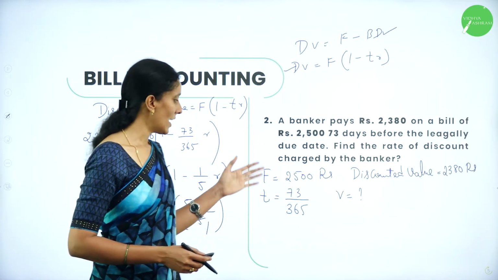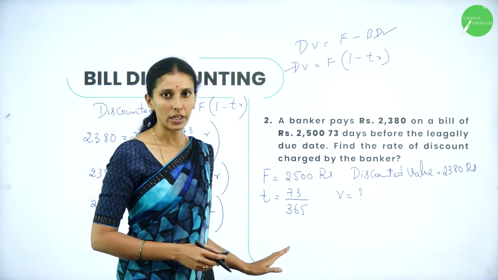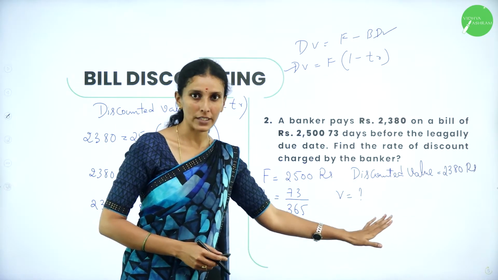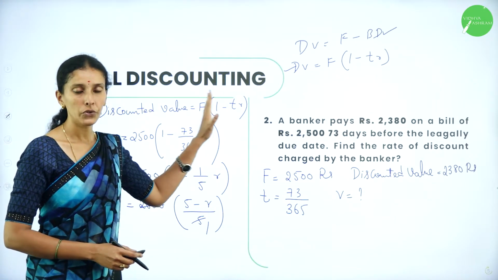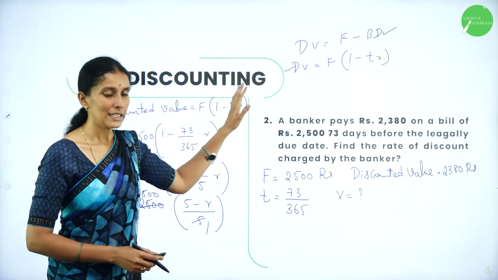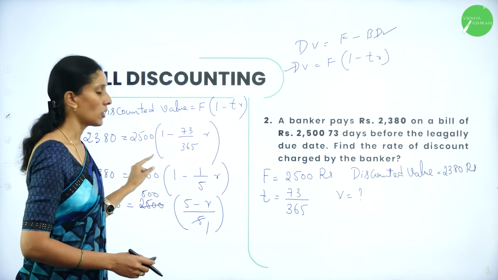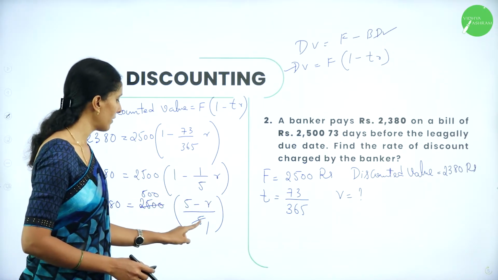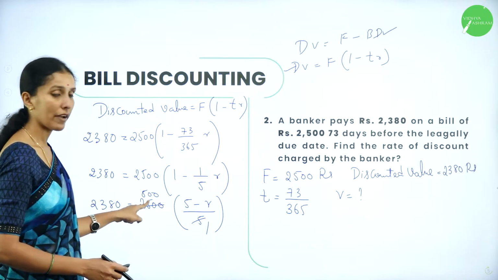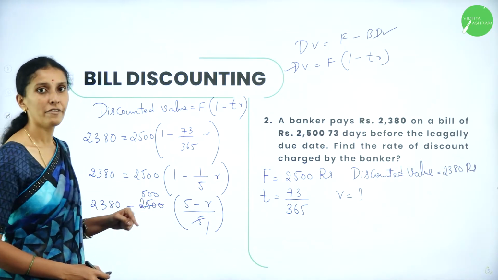So here first they have given the face value and discounted value and the time taken. I have to calculate the rate of interest. So the formula related to this is discounted value is equal to F into 1 minus TR. So substitute each value. Solve this fraction part. So you will get 5 ones are 5 minus R divided by 5. Cancel 5 ones are 5, 500s are. Again 2380 divided by 500.